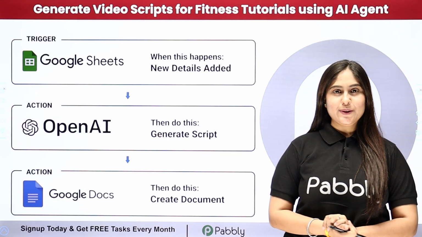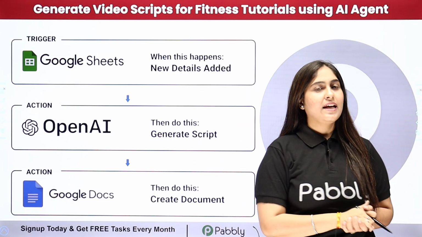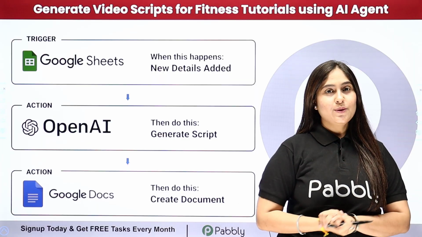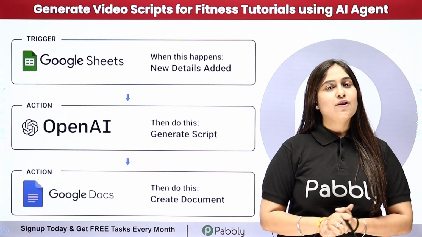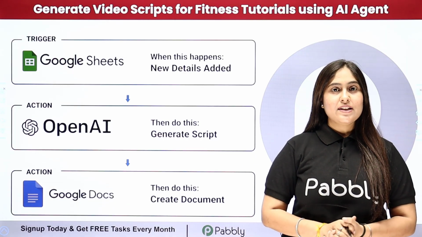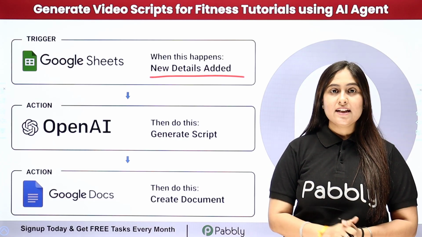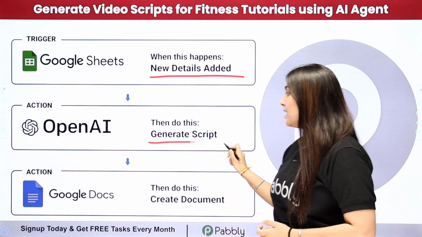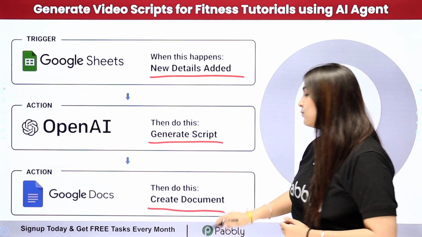In this video we are going to understand how to generate video scripts for fitness tutorials using an AI agent. So as a fitness coach, I want to generate video scripts for my fitness tutorials using an AI automatically. So here my objective is that when I add new details in my Google Sheet, then automatically using the details, OpenAI should generate the script, and after that automatically that script should be created as a new document in my Google Docs.